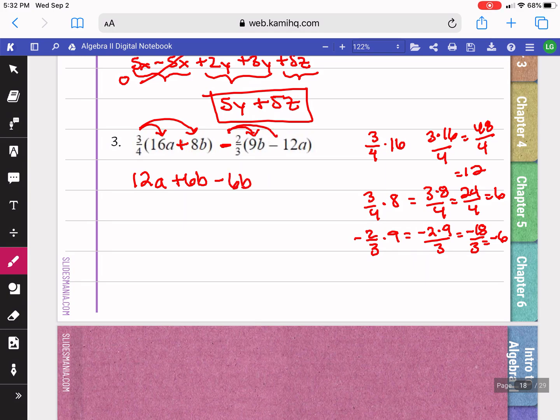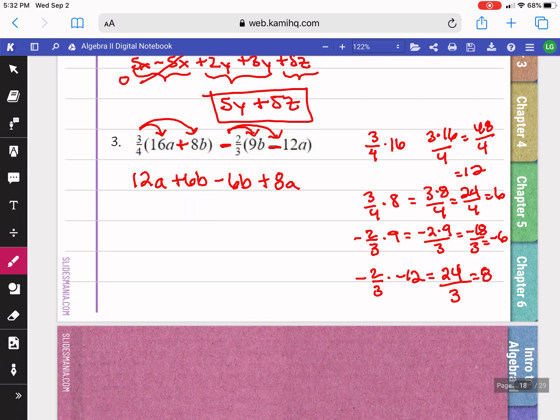And now I'm going to distribute the negative 2/3 to the negative 12. When you're multiplying, two negatives become positive. So negative 2 times negative 12 is positive 24. And then you would divide that by 3 and you get 8. So this becomes a positive 8. So I'm going to write a plus 8 and then a because it was positive.